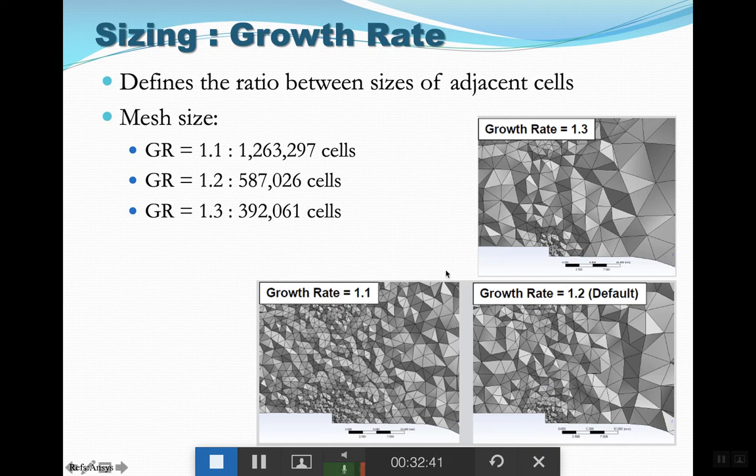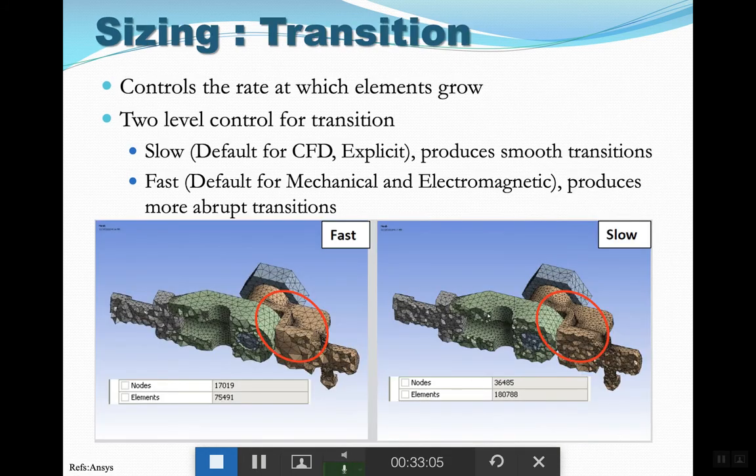And you see this has a great effect. For example, with 1.1, the number of cells would be more than 1 million in this example. But if you make this 1.3, meaning you speed up your change, it will go to less than 400,000. So this is a number that will have a great effect on the number of cells that you have.